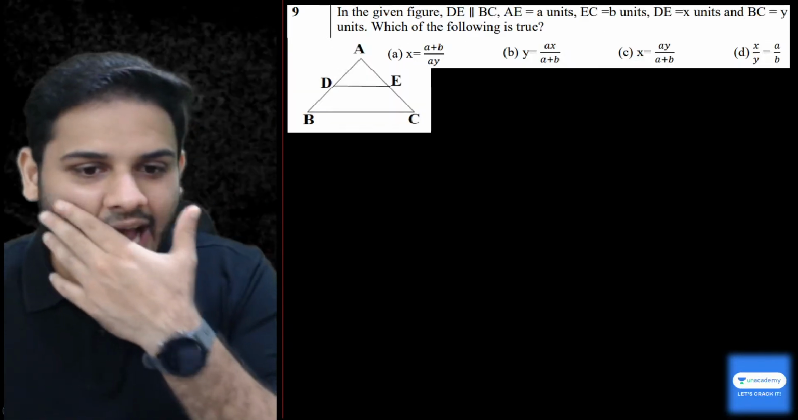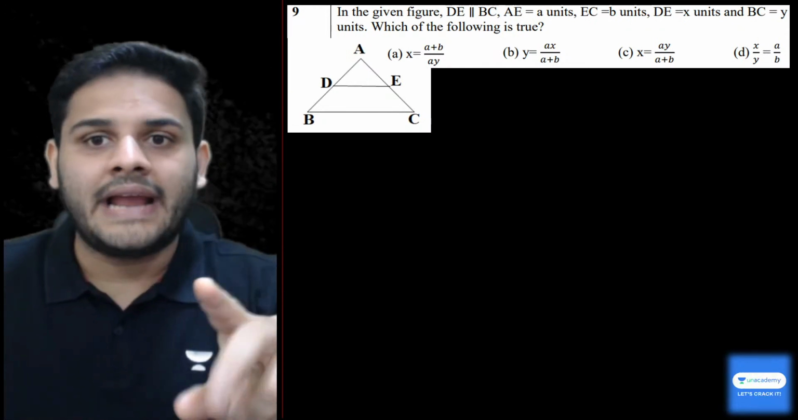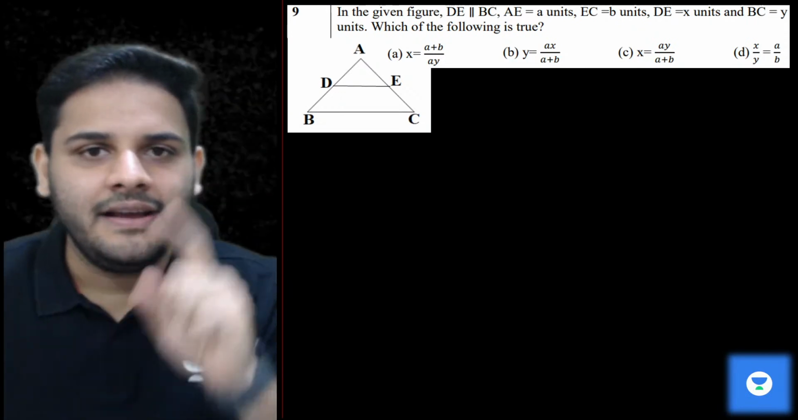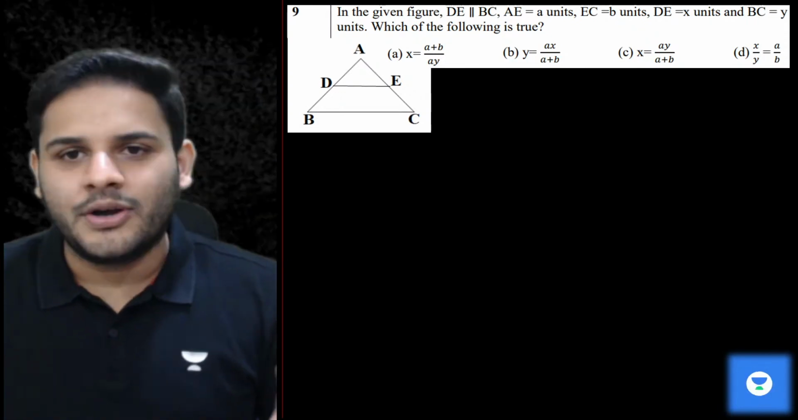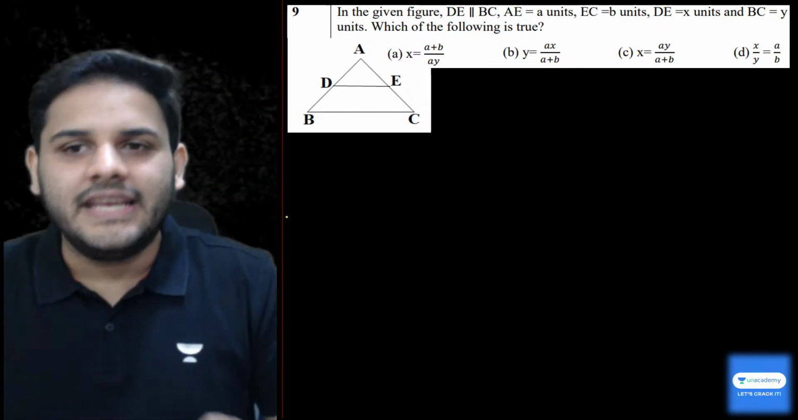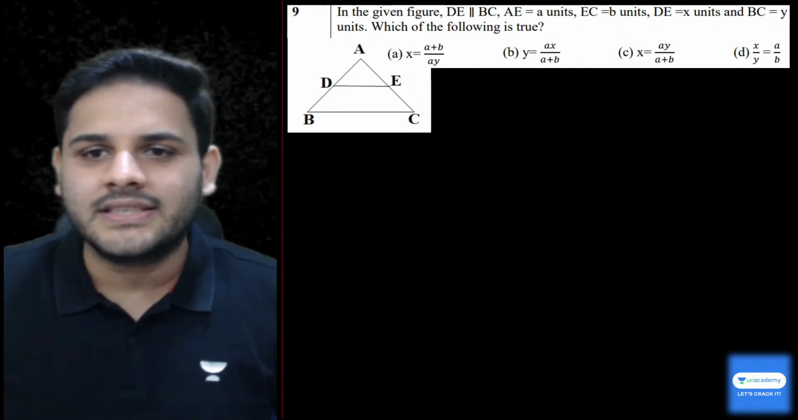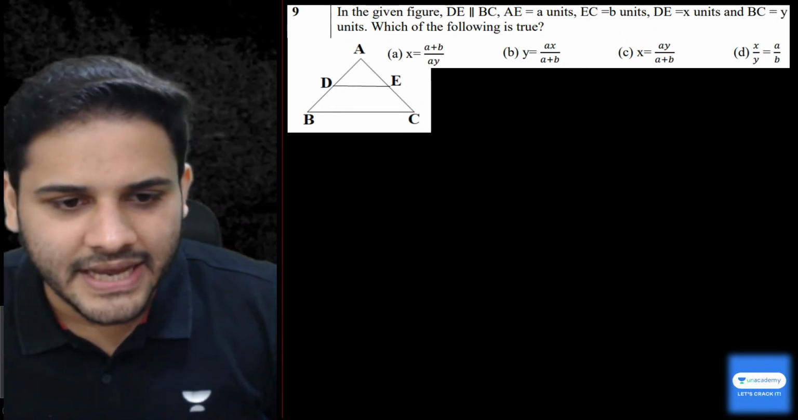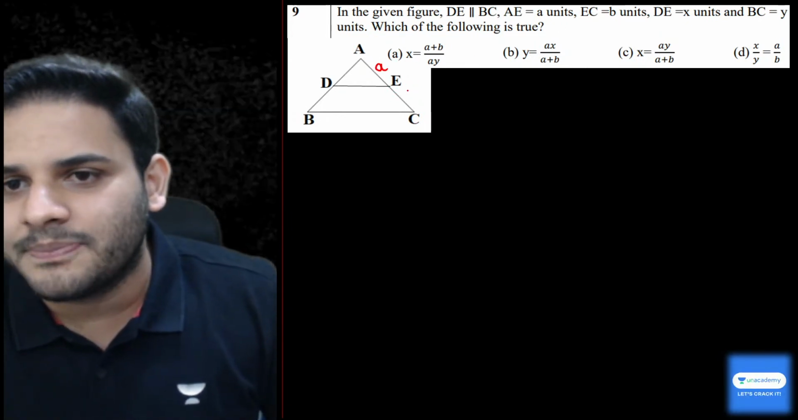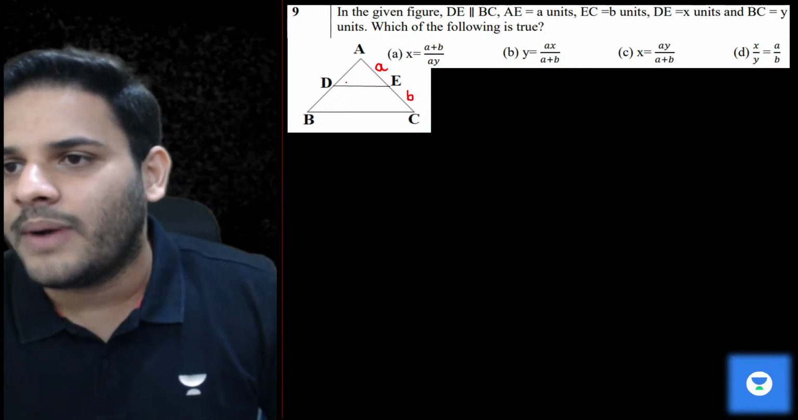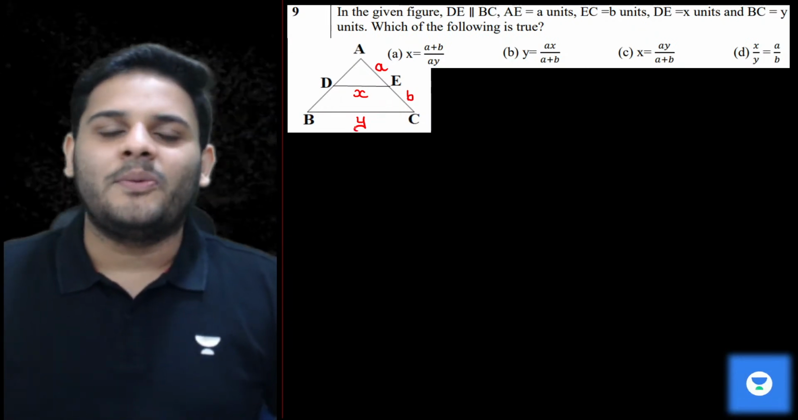The next question we have here is again from triangles. Guys, question number 2 from triangles. It is actually the 9th, but it is the second question in the first 20 questions from triangles. In the given figure, DE is parallel to BC. AE is equal to a units. So you have the value of AE as a. EC's value is b units. DE's value is x units. And BC's value is y units.